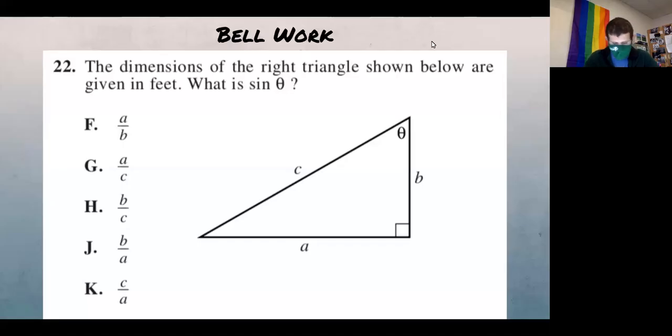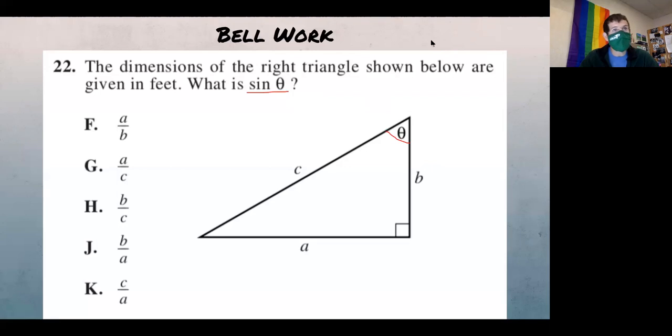So with this problem, keep in mind this is an ACT problem and it is directly related to the stuff we've been doing in class recently. So we're trying to find the sine ratio for the angle. That symbol right here is called theta. Not that that matters, you just need to be able to find that.